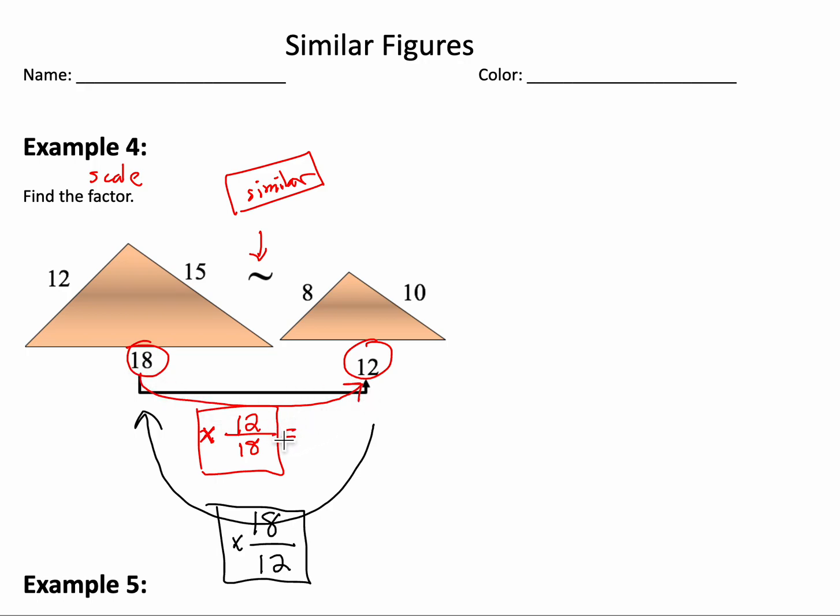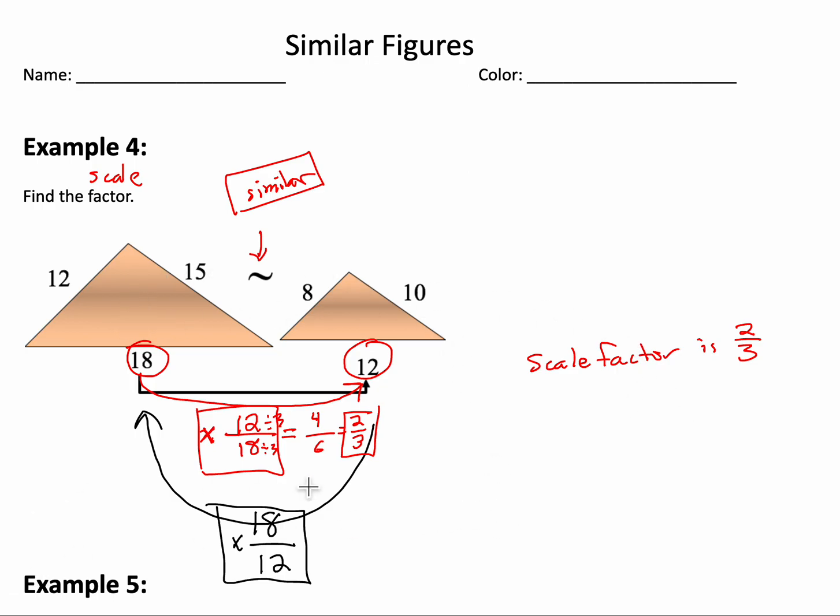So now I can simplify that. So what goes into 12 and 18 is 3. 3 goes into 12 4 times, and 3 goes into 18 6 times. Oh, I can do another one. So 2 goes into both. So 2 goes into 4 twice. 2 goes into 6 3 times. So my scale factor of these similar figures is 2/3. And that's going from the larger to the smaller.